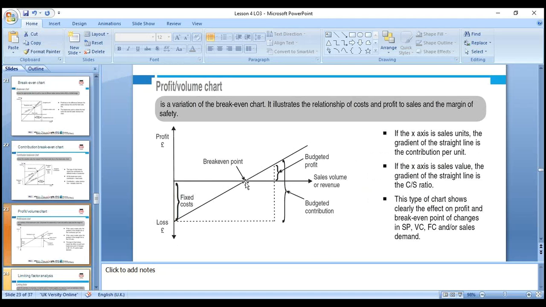And you will see there that's the break even point where no profit, no loss. As we sell more, the cost becomes lower relative to revenue, and the difference will be our profit. At the break even point there is no difference; as sales volume or revenue goes higher, the profit will go higher.